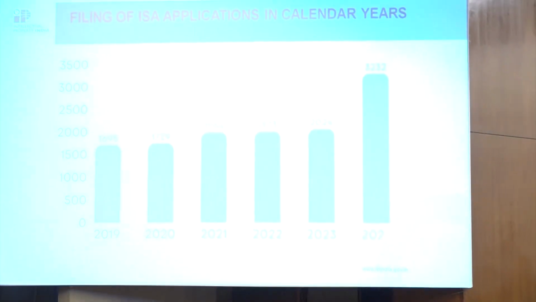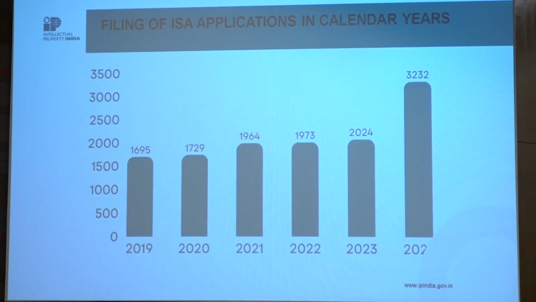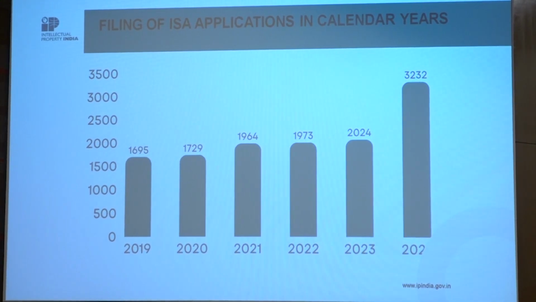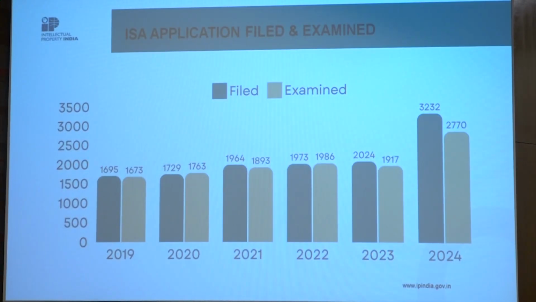This is a little bit of statistics on the filing of ISA applications in the calendar year. If you see 23 and 24, in 24 the graph has increased a lot. Gradually, as PCT application filing increases, in the same way ISA applications and ISR reports will increase. And this year also, as Rohit told, we are expecting more applications than what were examined in 2024.